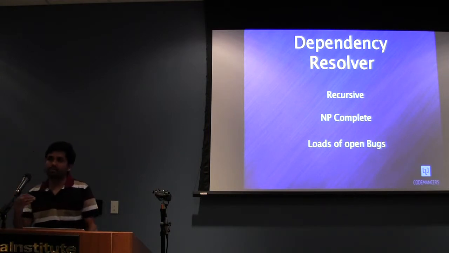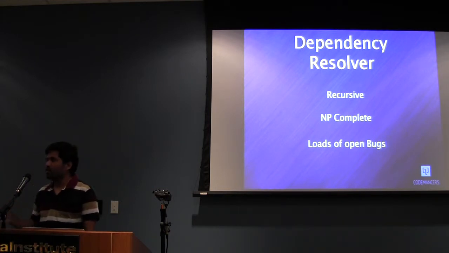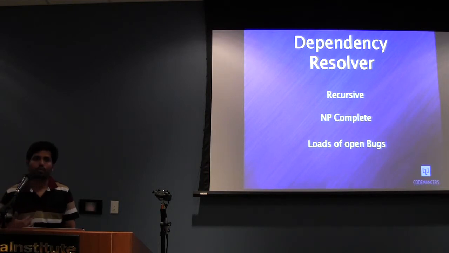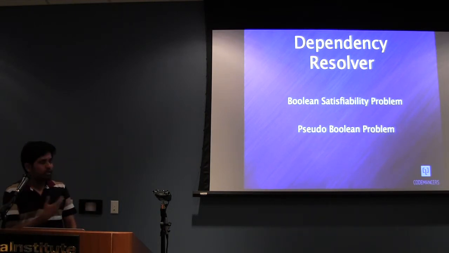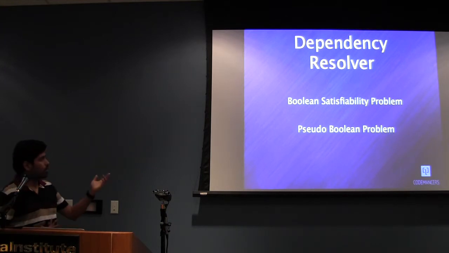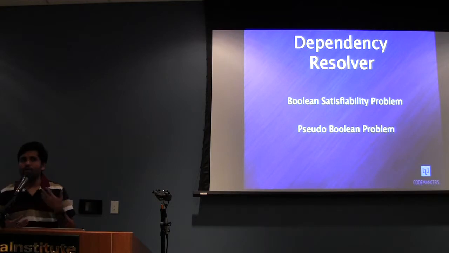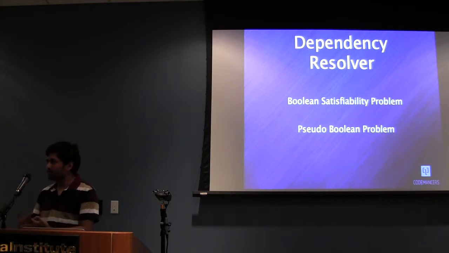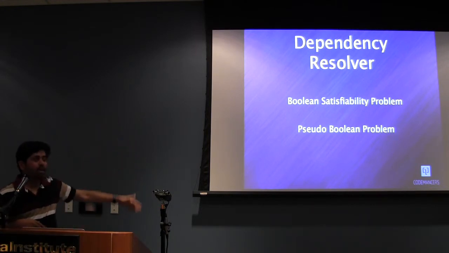Now, thankfully, dependency resolution is not a new problem. There's APT and there's YUM and there are loads of package managers. They have already had a similar problem of dependency resolution. It falls into a problem called the Boolean satisfiability problem, and there are known libraries. For example, there's a library called Minisat, which is specifically written for solving this class of problems.